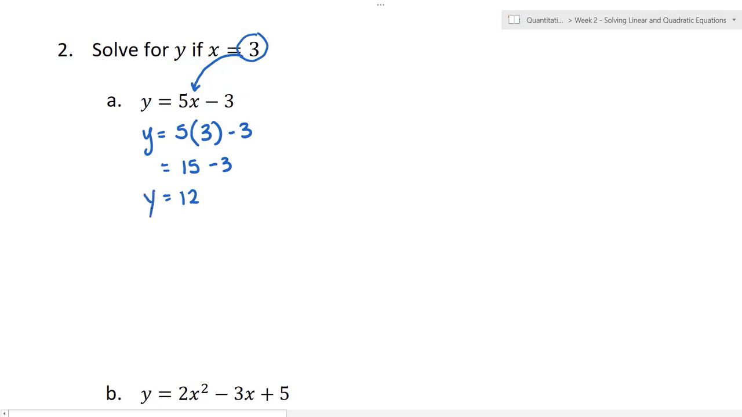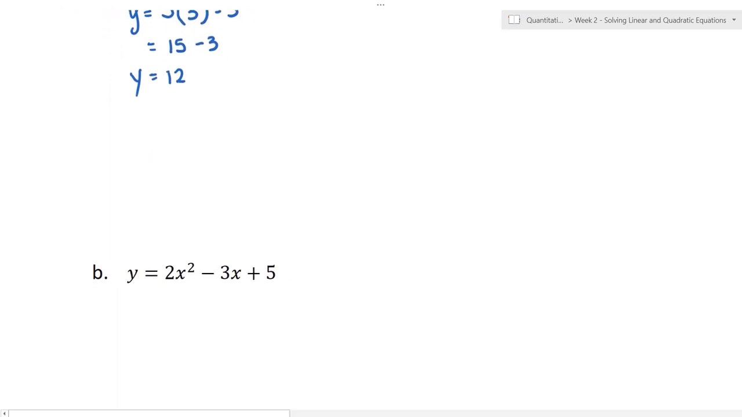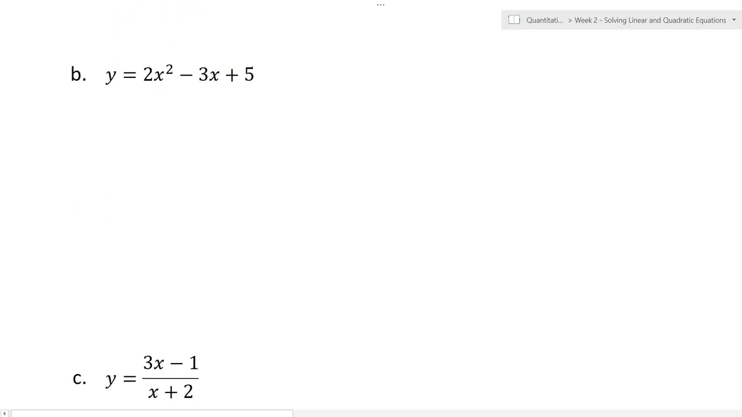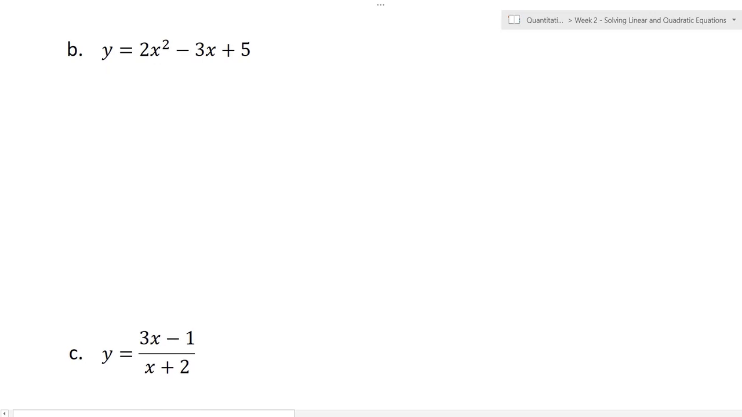Okay, so again, I think you can probably continue on your own if you feel comfortable with it. Move on to all the other questions, the other parts in question 2. Pause the video and then come back and rejoin us when you're ready. Okay, so B. Again, we're saying that x is equal to 3, so I'm just going to rewrite the equation, replacing all my x's with a 3 in brackets.